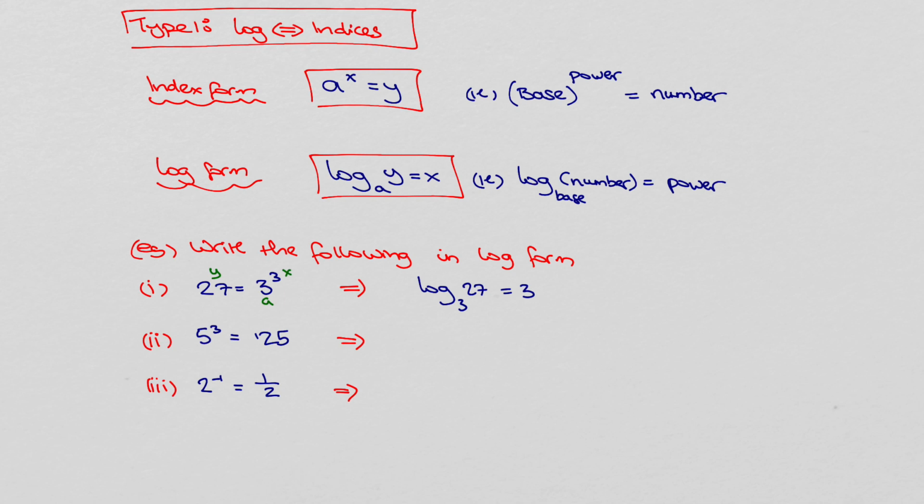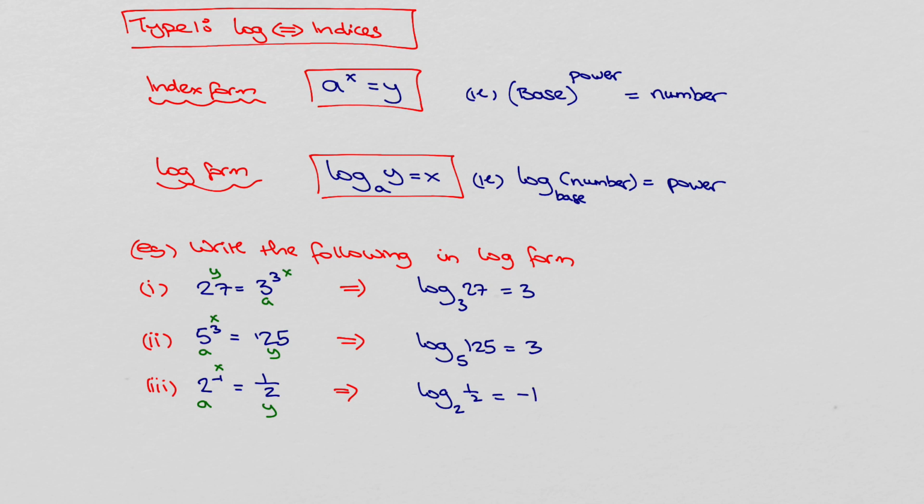If I do the same for 5 cubed, a is 5, x is the power, and y is the number. So that becomes log y to the base a equals the power. And for the last one, we have 2 to the power of minus 1. So 2 is my base a, my power x is minus 1, and y is the number. Changing that to log form, it's log y, which is a half, to the base a, which is base 2, equals the power, which is minus 1.